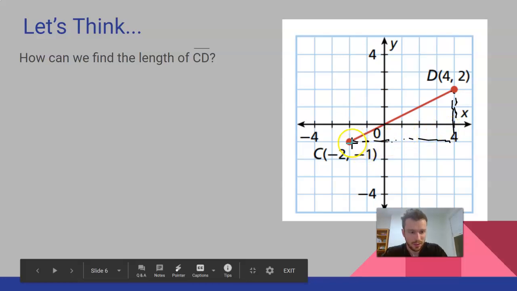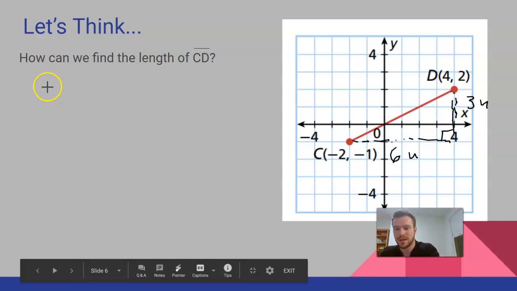Well, we can count the units now. 1, 2, 3, 4, 5, 6. This leg of that right triangle is 6 units long. And then 1, 2, 3. This leg, 1, 2, 3 units. Alright, now what can we use here to find the length of the hypotenuse? Oh, that's right, we can use the Pythagorean theorem.